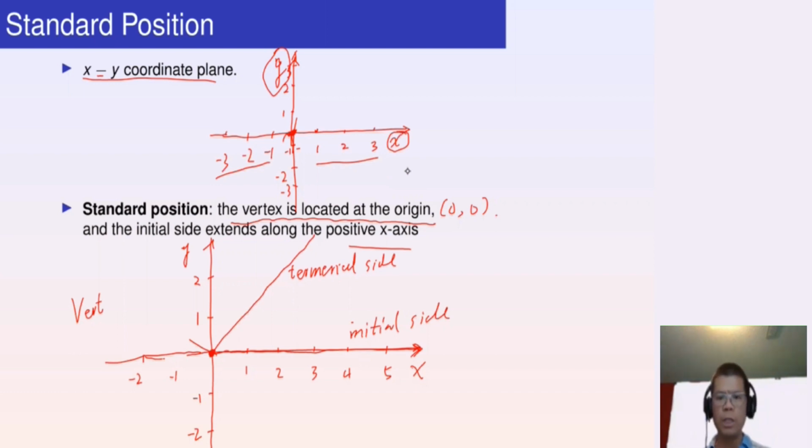All right, you just draw an xy coordinate plane, and the vertex should be at the origin, which is (0, 0), and the initial side extends along the positive x-axis. Okay, and then this angle is said to be at the standard position. So if a question is asking you to draw the angle at the standard position, then that is what we mean.